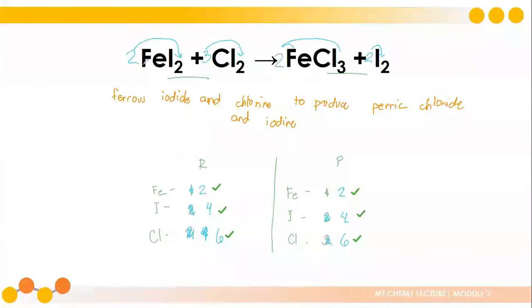Okay, so here are our coefficients. We have 2 ferrous iodide and 3 chlorine. We also have 2 ferric chloride and 2 iodine. Now our equation is now balanced.